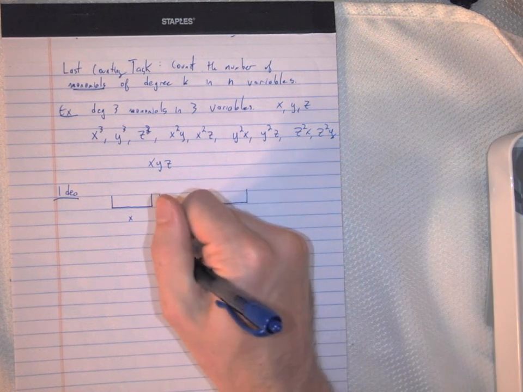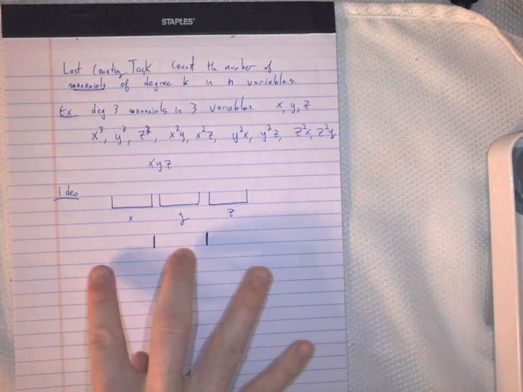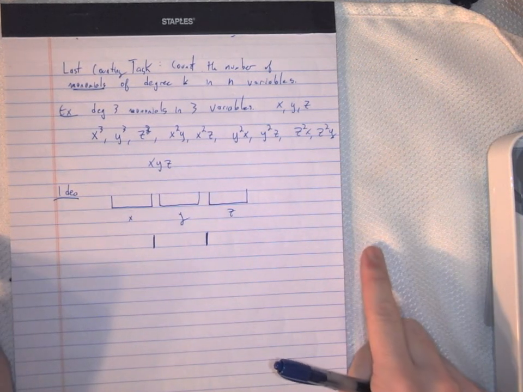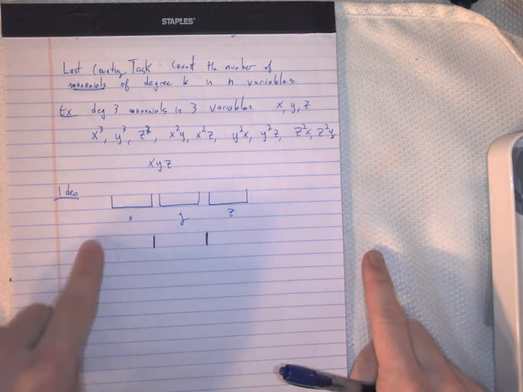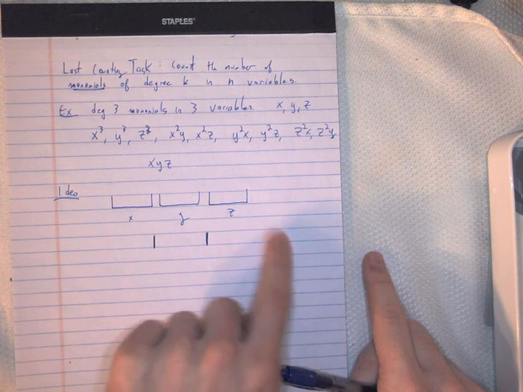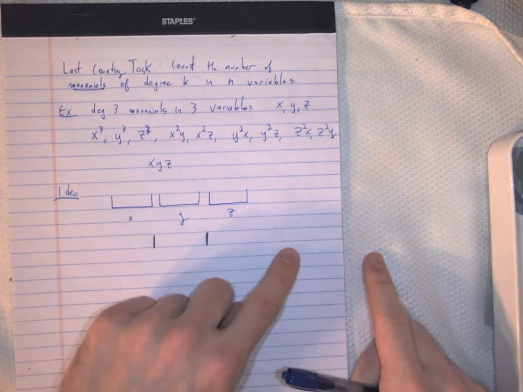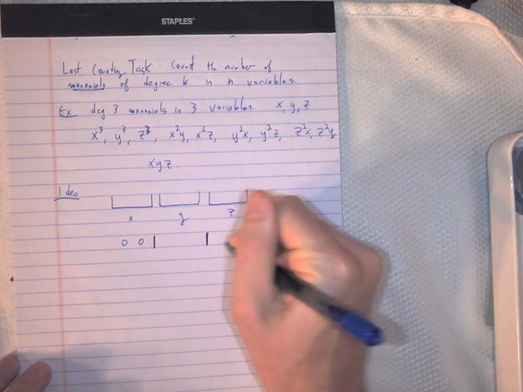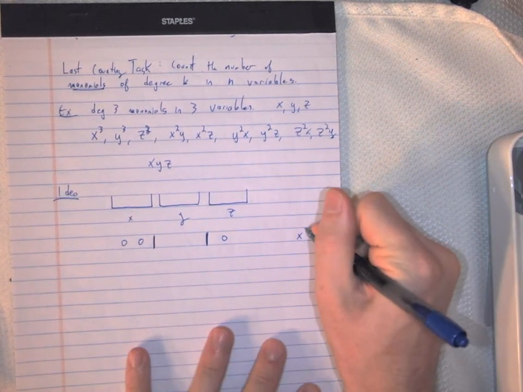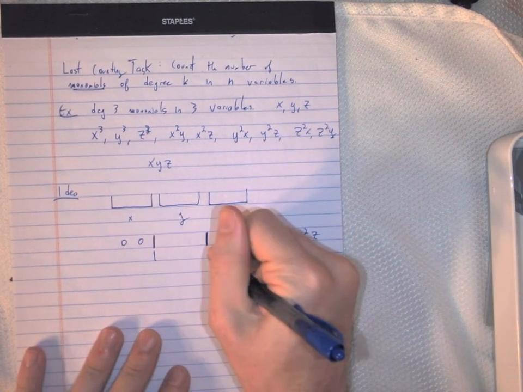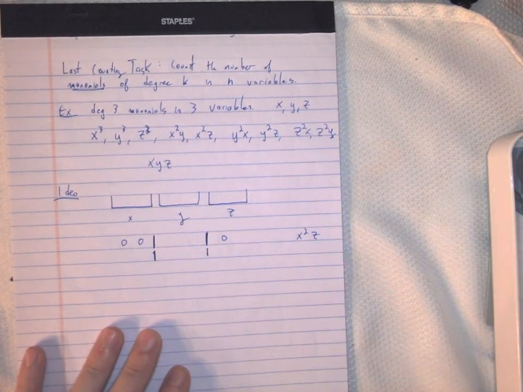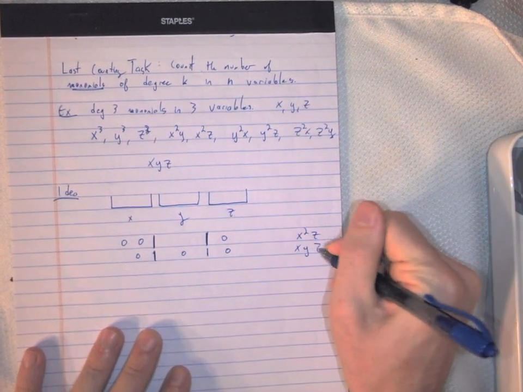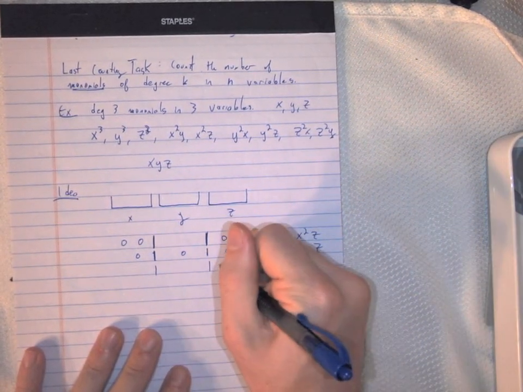So the two ones correspond to partitioning the real line into three chunks, basically. And now I'm going to think about putting zeros somewhere in here, and it's going to denote how many x's I take, how many y's I take, and how many z's I take. So for instance, 0, 0, 0, this corresponds to x squared z. And something that looks like xyz would look like this, xyz. And similarly, z cubed would look like this.